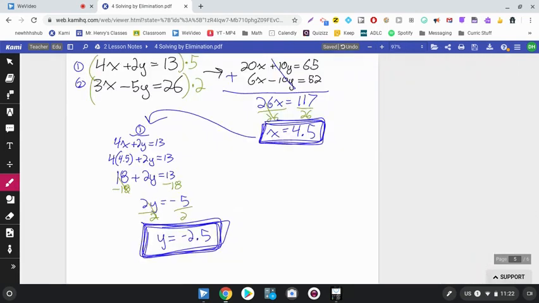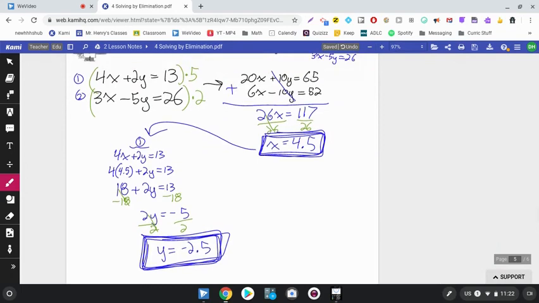So there you have it. Another one with elimination. That one was kind of the tougher where I have to multiply both pieces, but ultimately I can still do it.